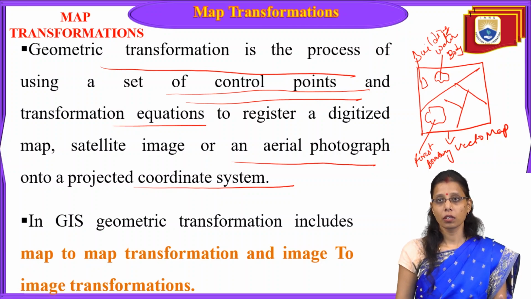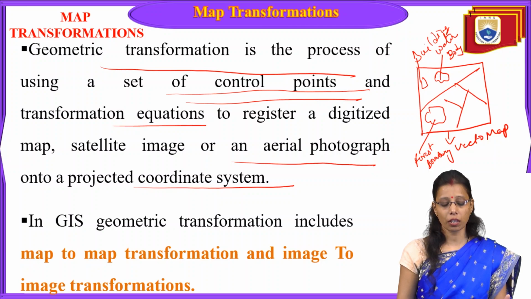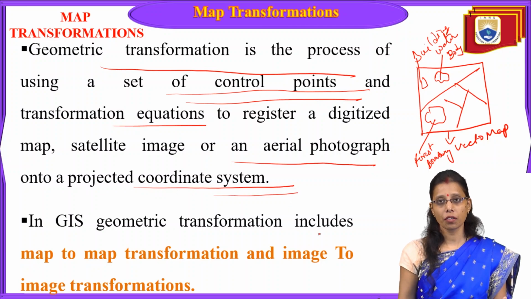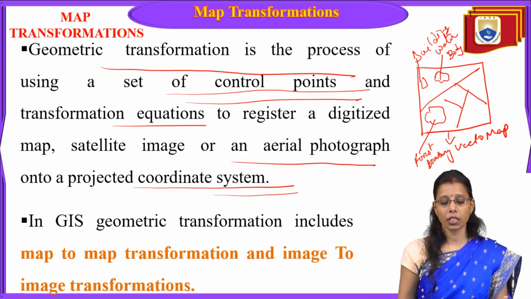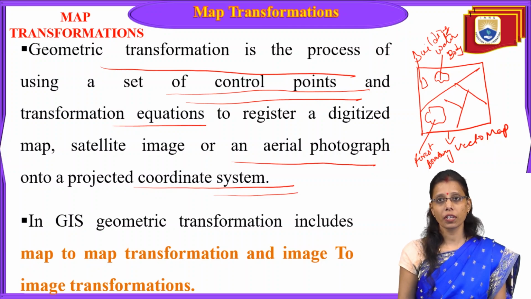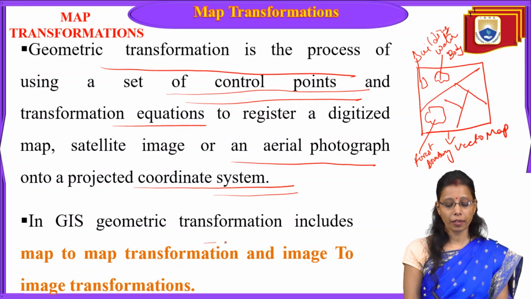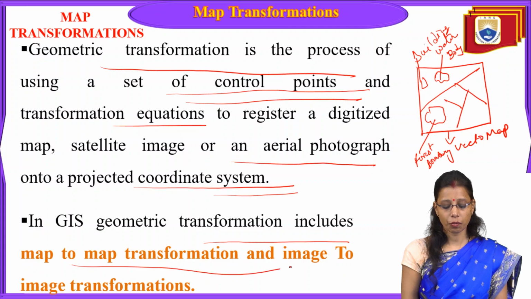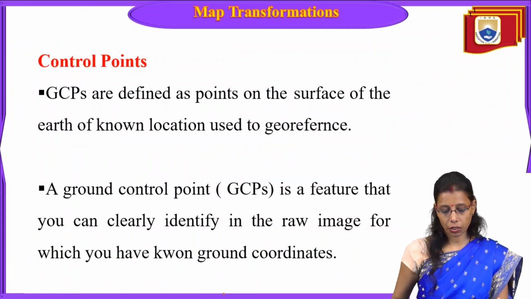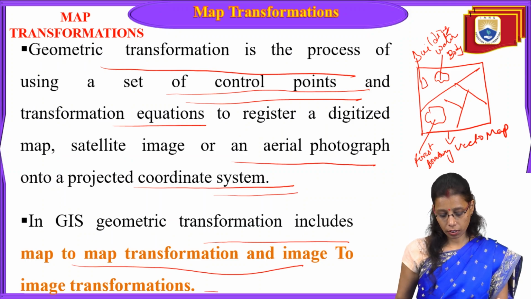If you want to assign the transformation or the control points, we need to register the map. First of all, register the map to a digitized map, satellite map or a photograph, or onto a projected coordinate system. After projection, we make it a projected coordinate system so that it fixes the locations. Wherever the points should exactly fit, it will fit to its position. In GIS, geometric transformation includes map to map transformation and image to image transformation. I'll just tell you what that is.